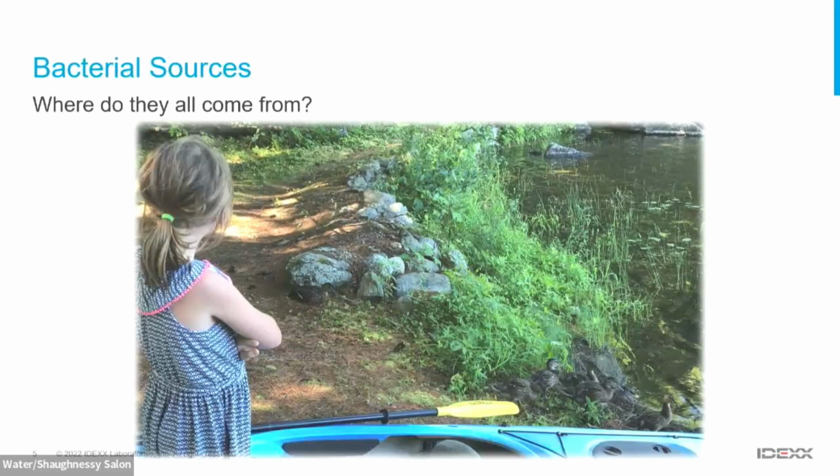This is a picture of my daughter waiting to go into a kayak, into a lake, but she has to wait for a family of ducks who decided to come walking by as she's about to get in. It's a great little picture to show where the bacteria we're looking for in contaminated waters come from. They can occur naturally in the water, they can occur naturally in the soil, and they come from animals and, of course, humans. So everything we're looking for is going to come from one of these locations.